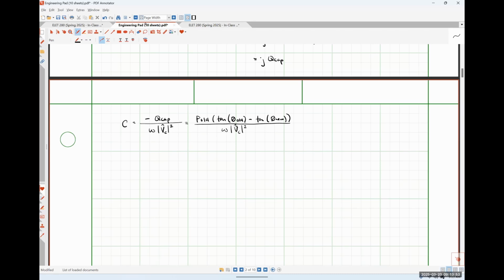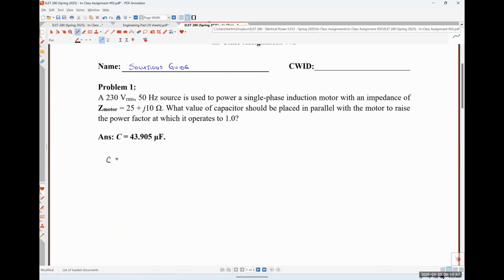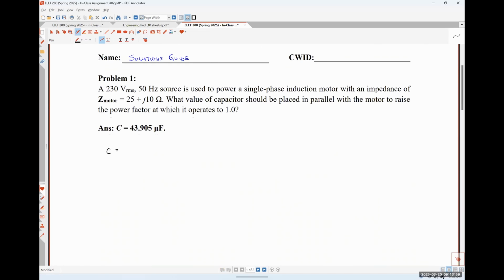Mark, Tucker, you guys good? All right. So our equation, just to remind us, is P old times the tangent of theta old minus the tangent of theta new, all divided by omega times the voltage drop across our capacitor squared.